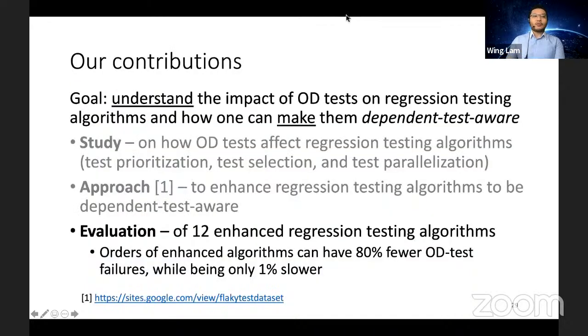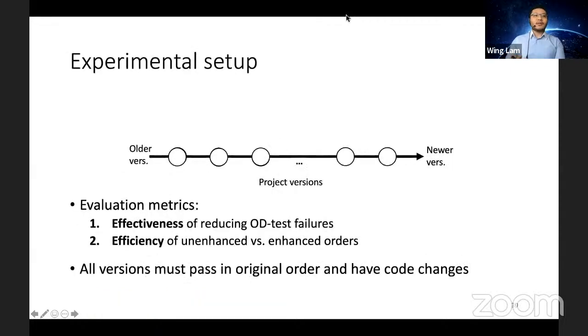So now that we've shared with you our approach, we want to share with you how this approach would actually perform when we looked at 12 different enhanced regression testing algorithms on the subjects that we talked about earlier in our study. Specifically, for our experimental setup, we largely care about 2 main metrics. The first metric is how effective our enhanced approach really is at actually producing order-dependent test failures. The second one is on the efficiency.